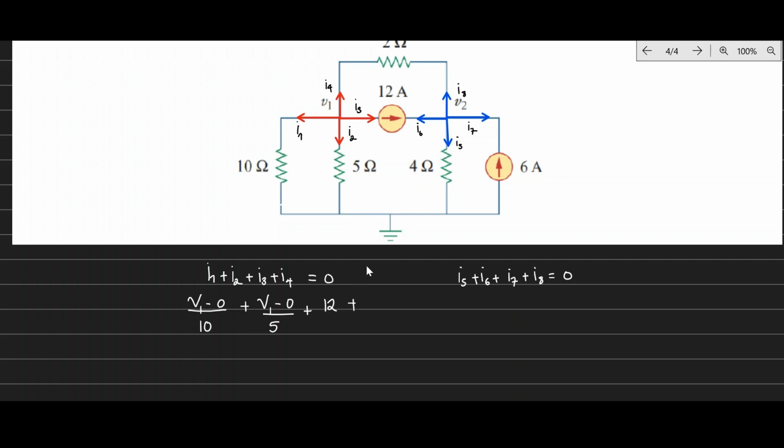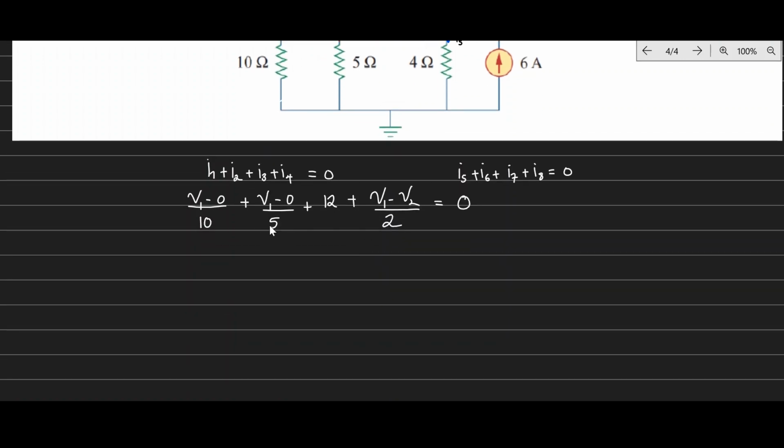Plus, what is I4? I4 is simply equal to V1 minus V2, because I4 is moving from here to V2, right? So this will be V1 minus V2 divided by 2. So I4, this is an equation. As you can see now, instead of having I1, I2, I3, I4, we only have two unknowns in this equation, V1 and V2, isn't it? So let us simplify this further.